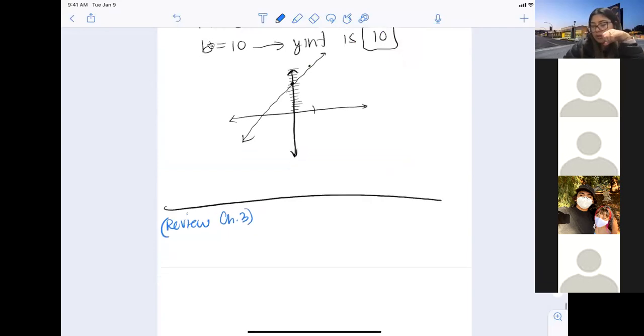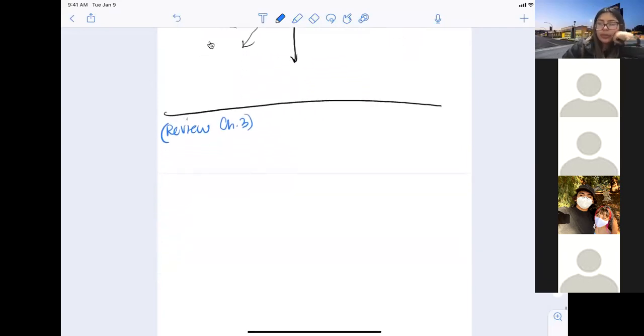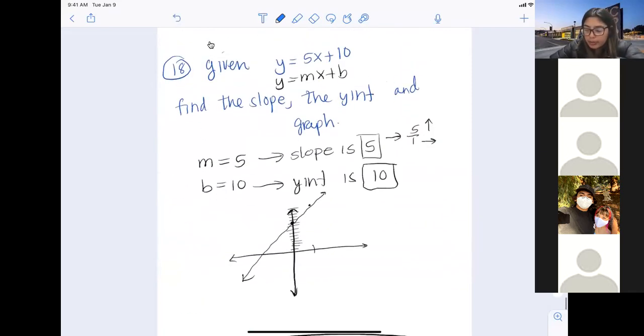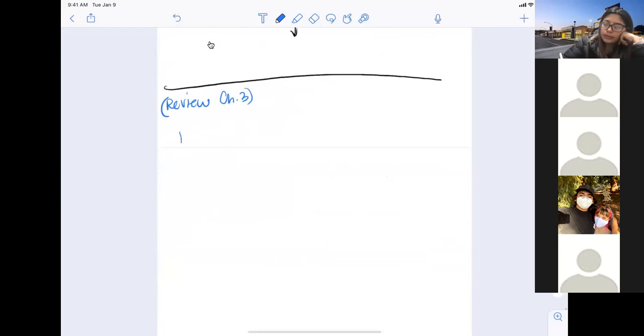Okay, so chapter 3 is next. For chapter 3, we're going to start on question 19. So question 19, I give you a list of names, and then age.